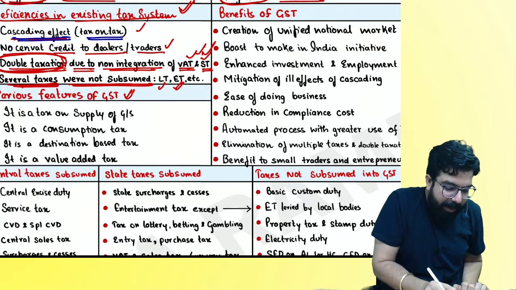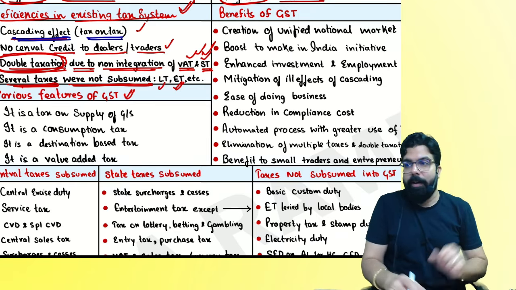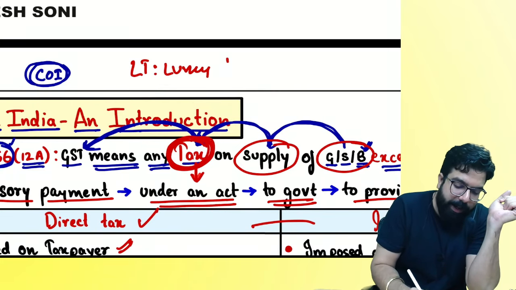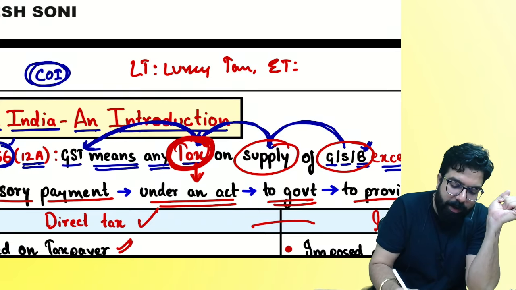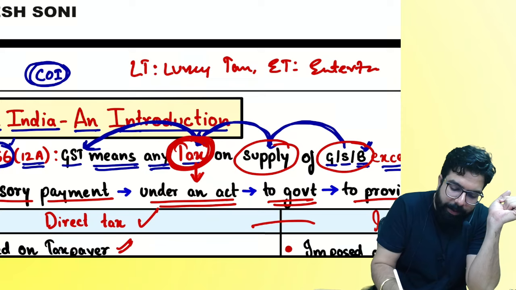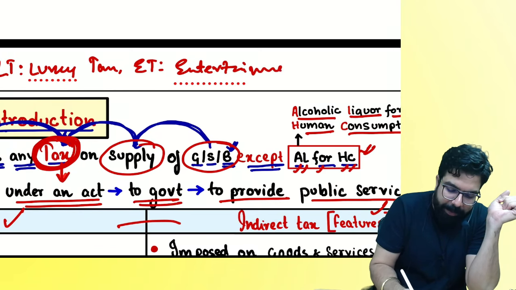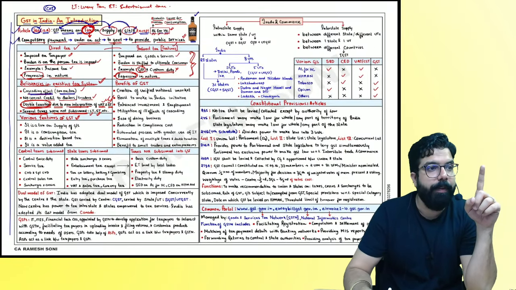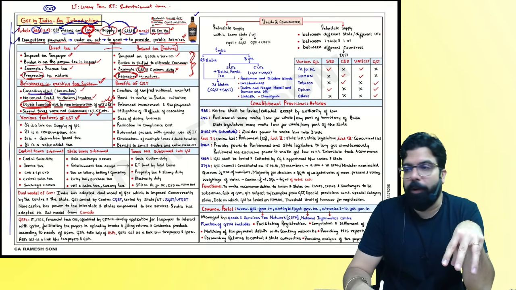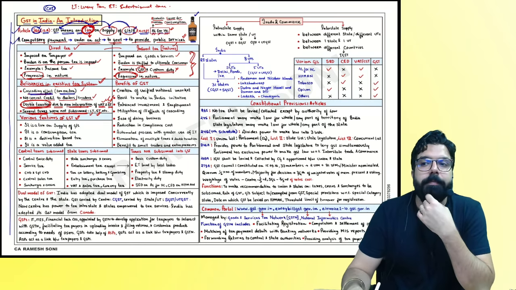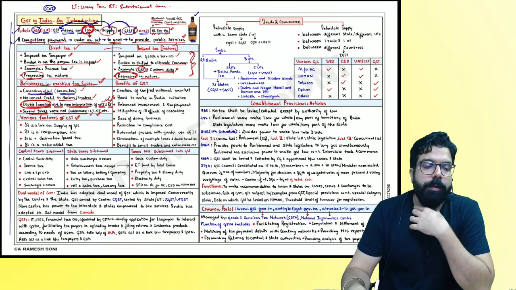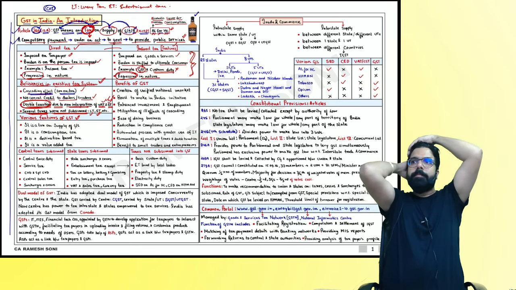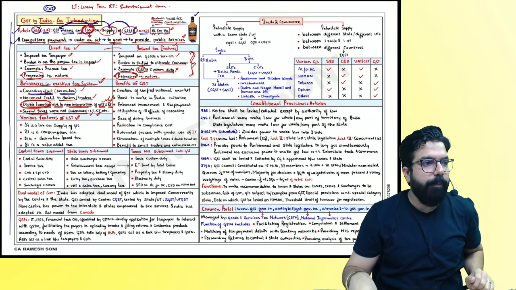And sir, several taxes like LT means what, everyone? You should write everything here only and keep it. LT means luxury tax. ET means what, everyone? Entertainment tax. You know why I'm telling you to write here only and keep it? Because one day before the exam, we will see only our chart book entry. Are we all clear? Can we go ahead, everyone?